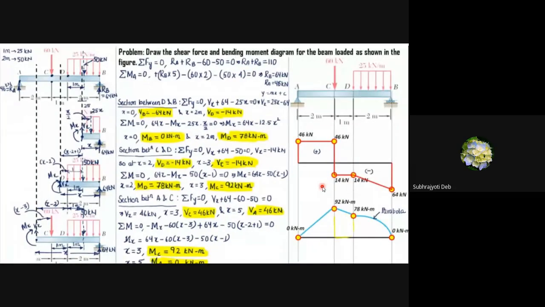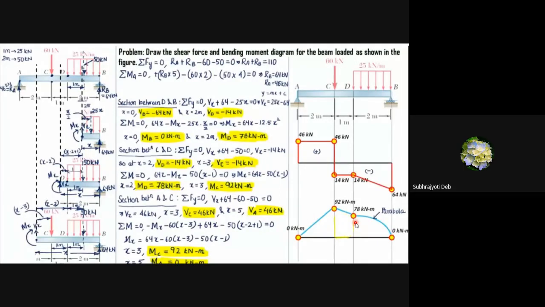Next is bending moment diagram. So, okay, this is your bending moment diagram. So what is the moment at A? This is 0. Where is MA? This is 0. Hence it is 0. Then MC. This is 92. Then moment at D. MD is 78. This is 78.